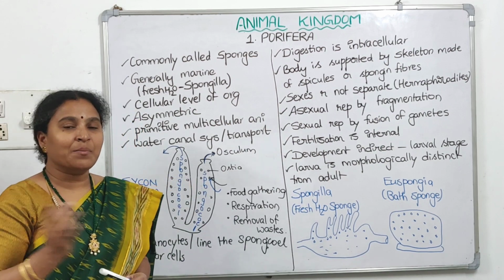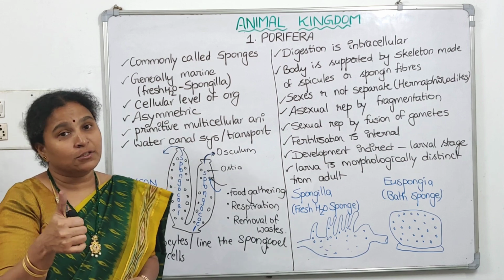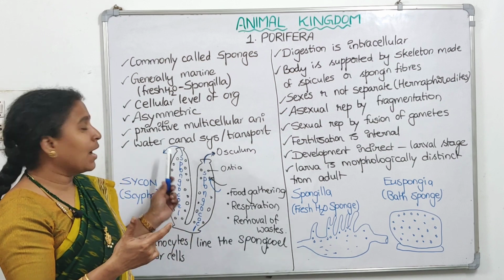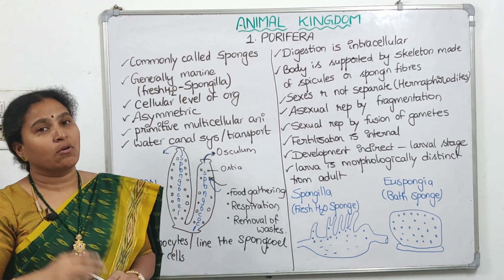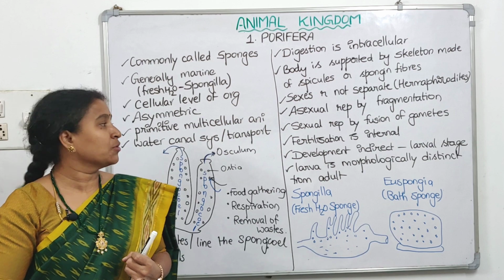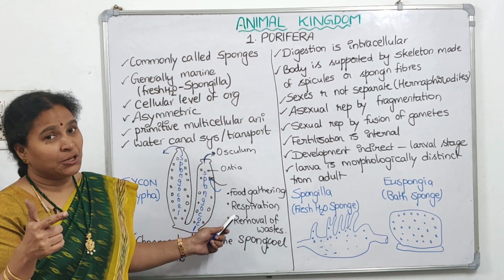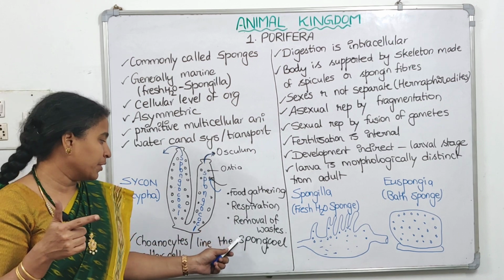Now, when the water is coming inside, along with that water, food also comes. Respiratory gas exchange also will happen. And when it is going out, undigested food materials go outside. So this water transport system or water canal system helps in food gathering. It helps in exchange of gases also. It helps in removal of waste products also.